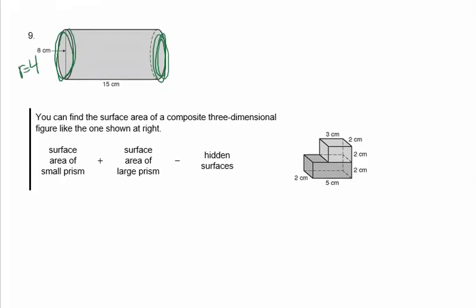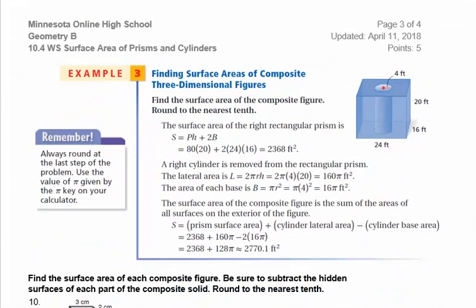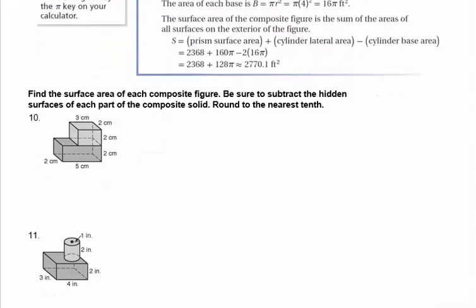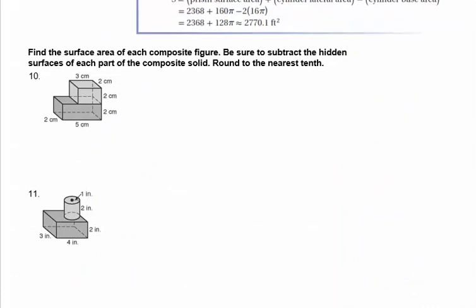Now, some of these next problems are a little bit trickier because they're composite figures. And there are some hidden surfaces that we do not include when we are finding the total surface area. We don't need to use the part where the two figures overlap because that would be hidden and would not need to be included in the surface area. And sometimes you have to include a hole in the middle. So in this one, we would need the lateral area of that cylinder. So these can get a little bit complicated. You need to do number 10 and 11. So only 2 problems for these.